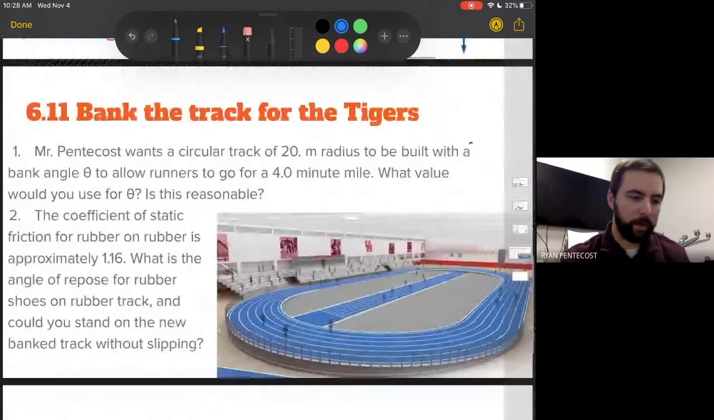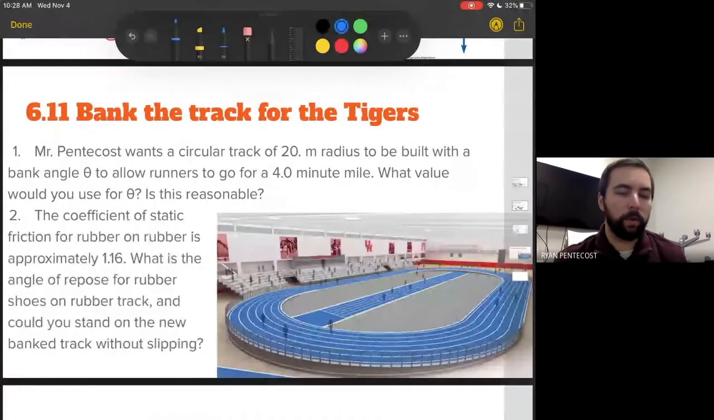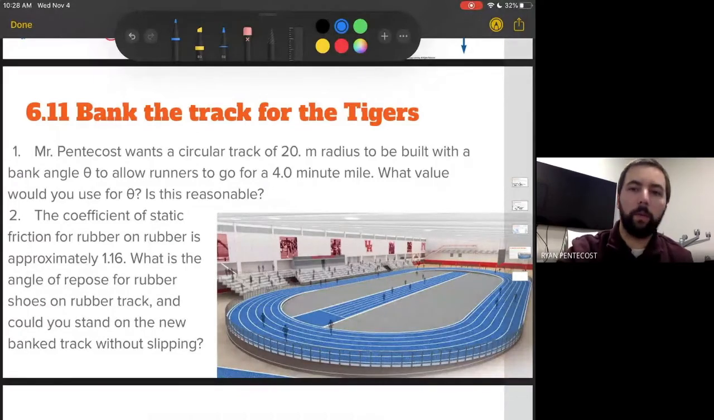Bank the track for the Tigers. So, Mr. Pentecost wants a circular track of 20 meters to be built with a bank angle theta to allow runners to go for a 4-minute mile. Now, what value would you use for theta, and is this reasonable?